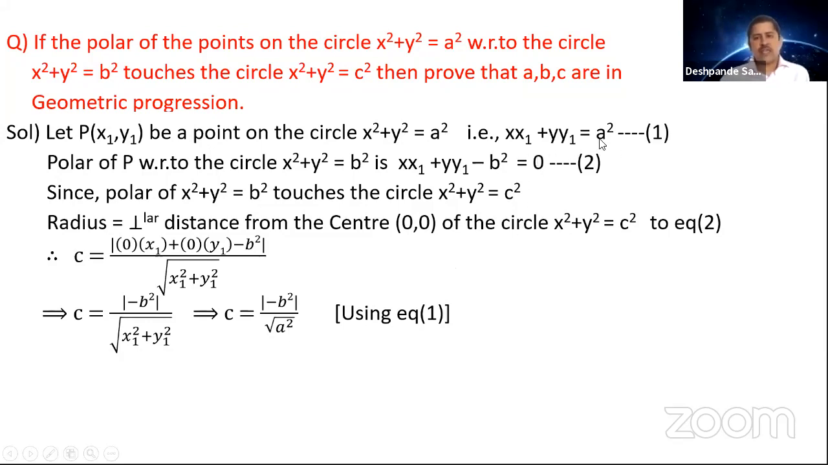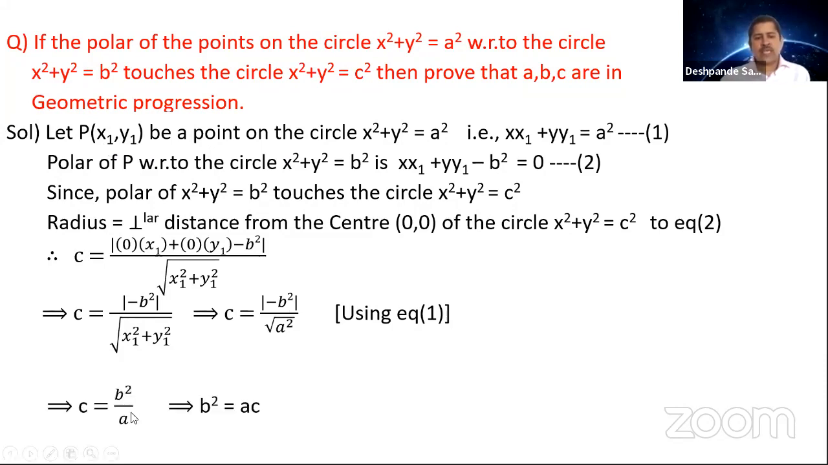This equation is unnecessary. Here, in place of x, you can put x1, and in place of y, you can put y1. You get a square, so you can write x1 square plus y1 square is equal to a square. Why? Because this is a point on the circle. So c is equal to minus b square by root over a square.